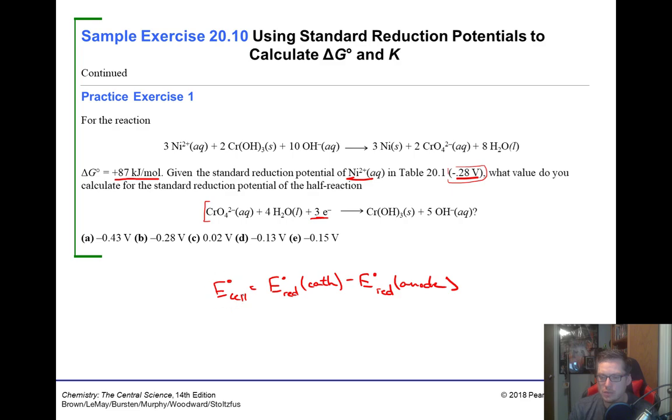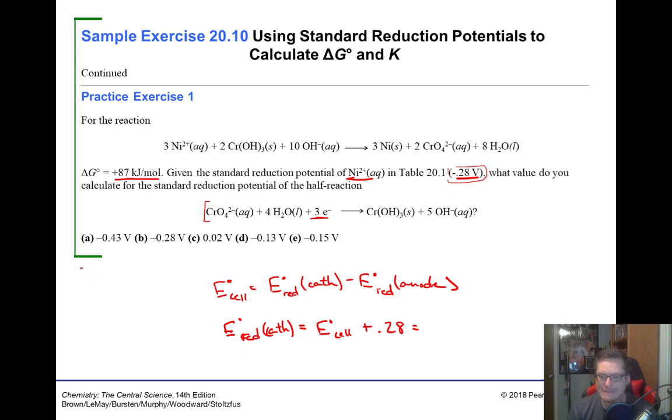So really we need to be able to find the Ecell. All right, so if we can find the Ecell, then we can rearrange this. So just our reduction of the cathode would simply be the Ecell plus the 0.28. All right, so we could rearrange that just to save us some time later on. So the E reduction of the cathode would be equal to the Ecell plus 0.28. All right. So let's see what we get here.